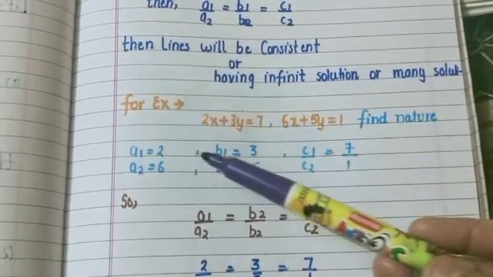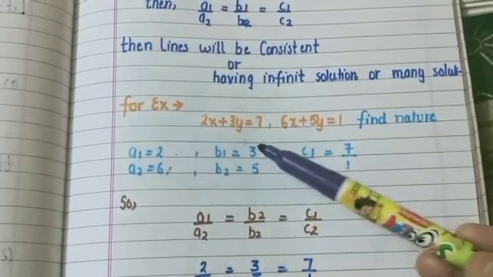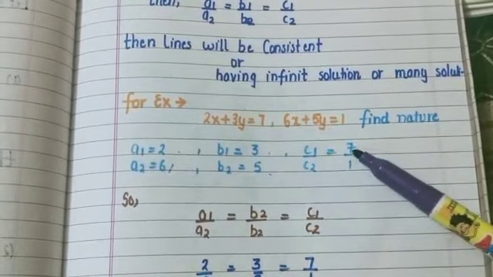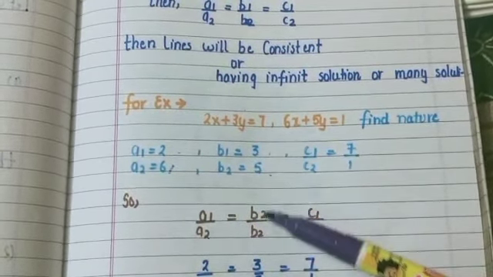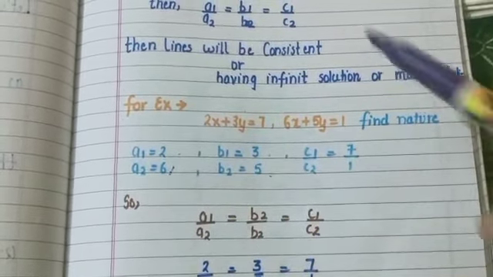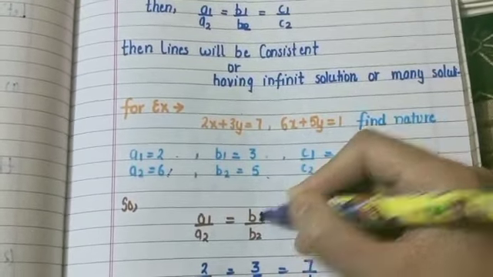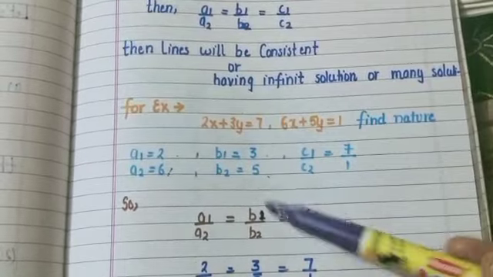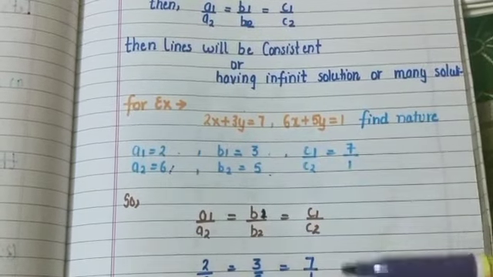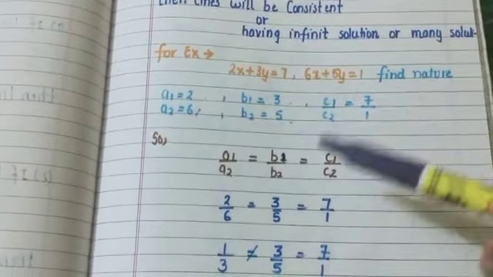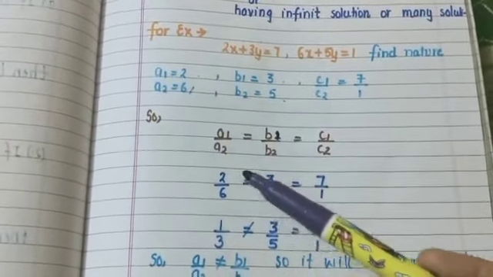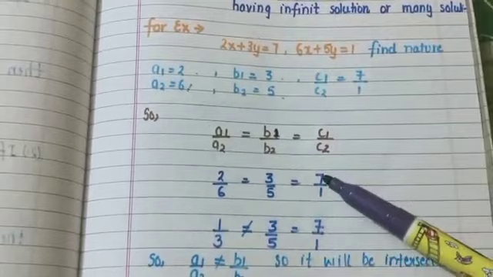So first we have to find a1, which is 2, a2 is 6, b1 is 3, b2 is 5, c1 is 7 and c2 is 1. So we put a1 over a2 equals b1 over b2 equals c1 over c2, because we don't know the nature yet, so how can we put the not equal to sign? So we are first considering that all three are equal. When we put in the values of a1, b1, c1, we get 2 over 6, 3 over 5, 7 over 1.